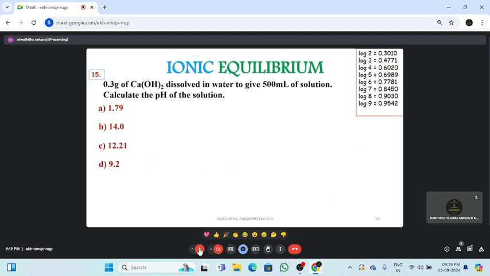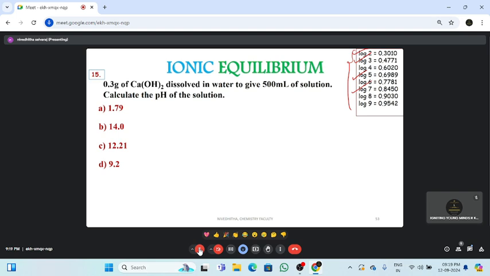This is also another interesting question. 0.3 gram of calcium hydroxide is dissolved in water to give 500 ml of solution. They're asking us to find the pH of the solution. For reference, I've given you the log values, but please memorize the values of log 2, log 3, log 5, and log 7. Very simple. By using these 4 log values, you can do log, antilog, and all that. But you have to memorize them, okay?